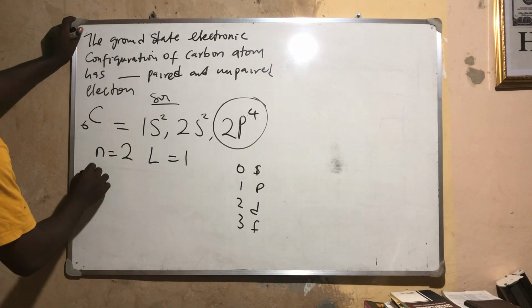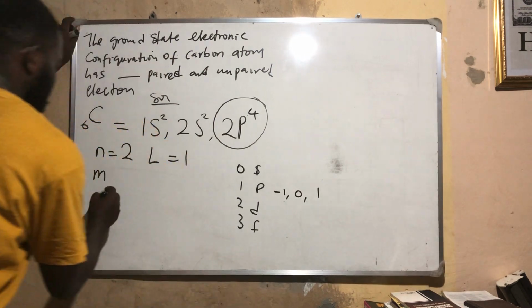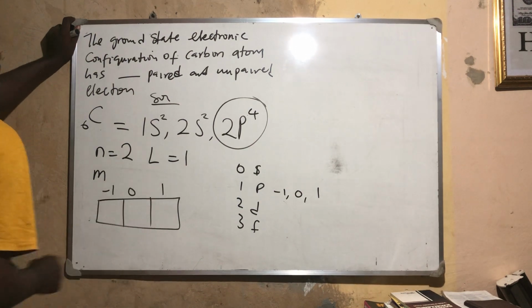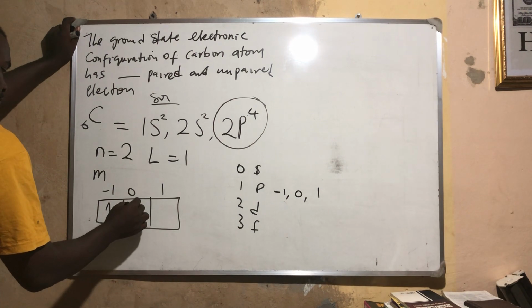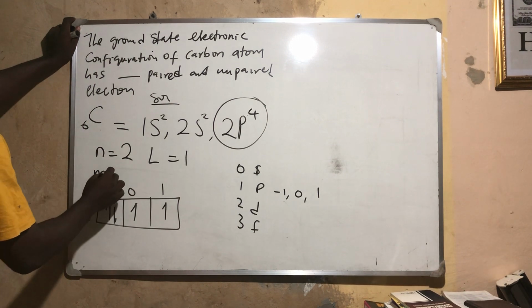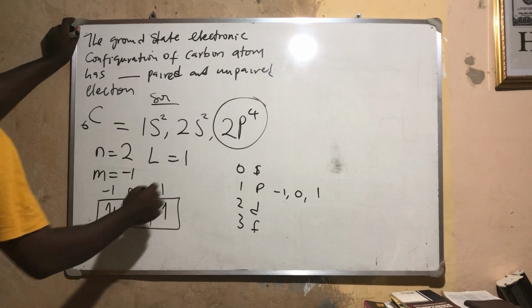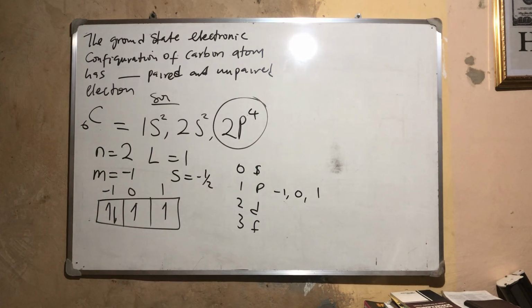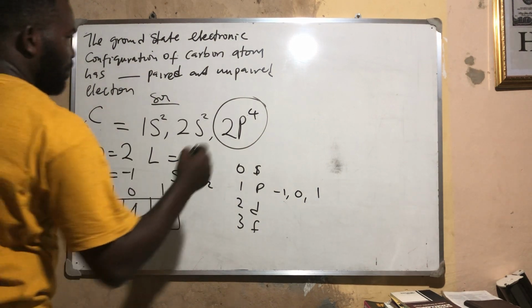So the next one is the magnetic quantum number. You know that if l is 1, it will be from -1, 0, and 1. So let us draw it first: -1, 0, and 1. Let us fill the electrons, spin up first: 1, 2, 3. So we stopped at -1, so the magnetic quantum number will be -1. And since we spin down, the spin quantum number will be -1/2. From here, we can easily see that the unpaired electrons are 2. So carbon has 2 unpaired electrons.